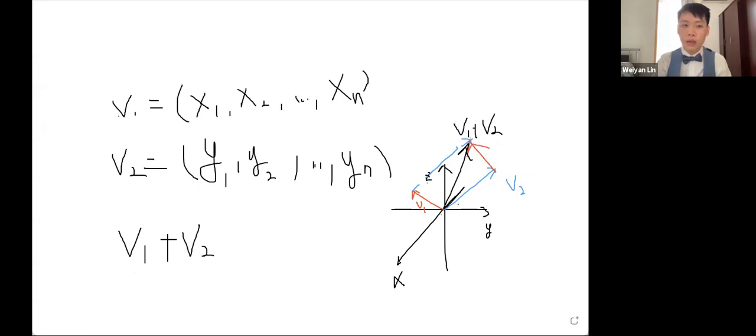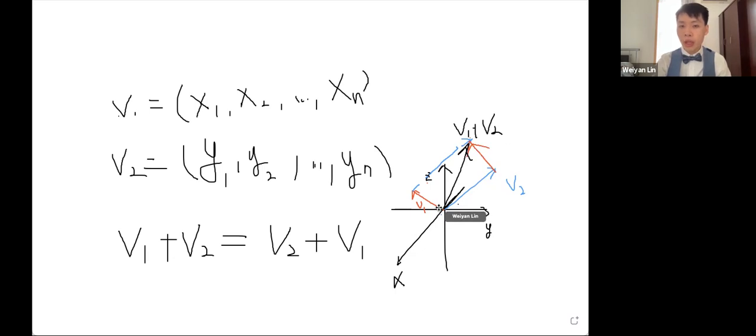But as you can see, the addition is commutative, which means you can switch the order. Why? Because you can also go along v1 first to this point, and then go along the vector v2 to get to the same point.